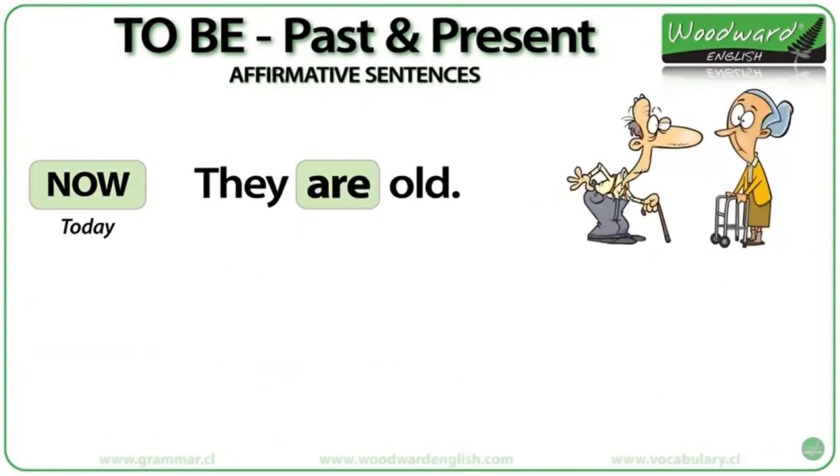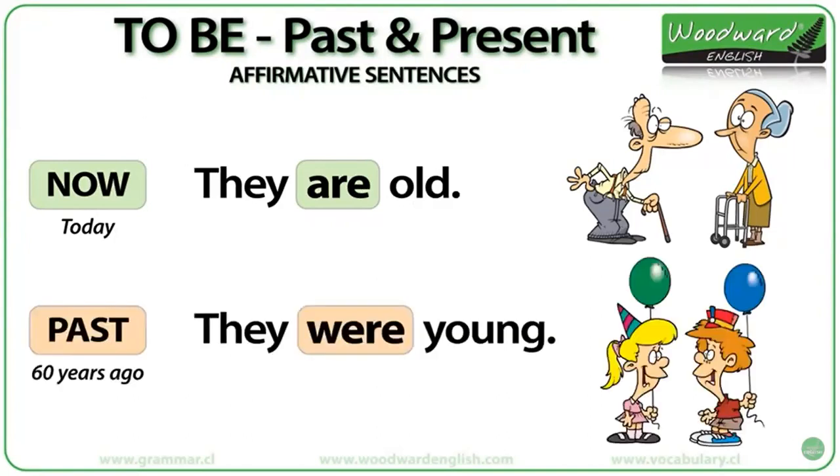Let's look at the subject, they. In the present tense, now or today, we say they are old. What is the past tense of they are? We say they were. In this example, they were young. Are is in the present tense. Were is in the past tense.